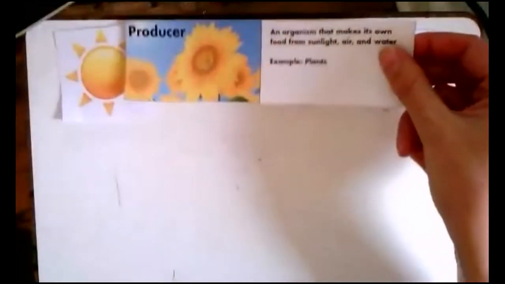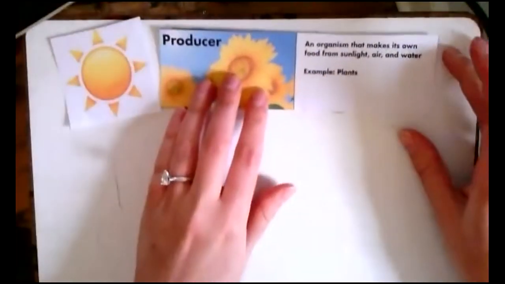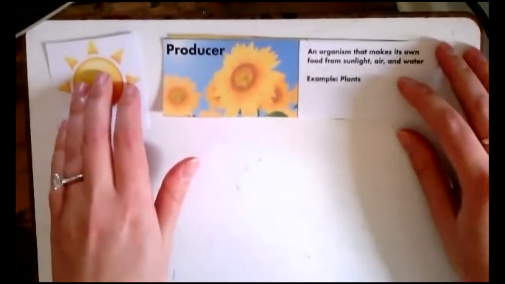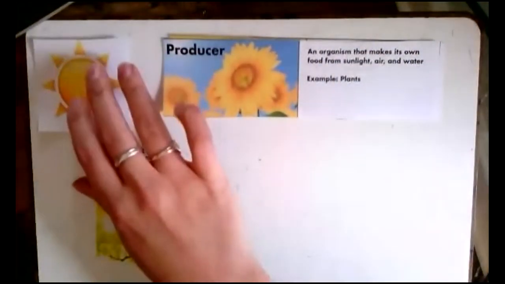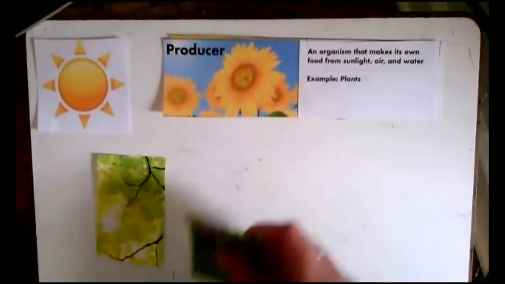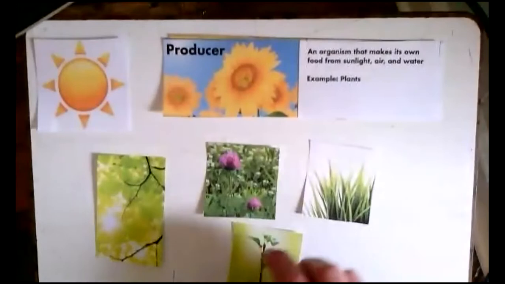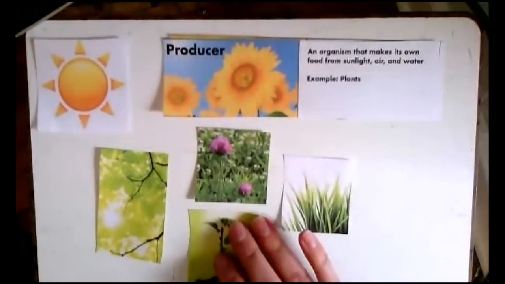When talking about food chains, there are categories that these organisms or living things fall under. There are producers, which are organisms that make their own food from the sunlight, air, and water. So before we'd mentioned the leaves, but this also comes in the forms of other plants and flowers as well. Those are where our food chains start, with our producers.